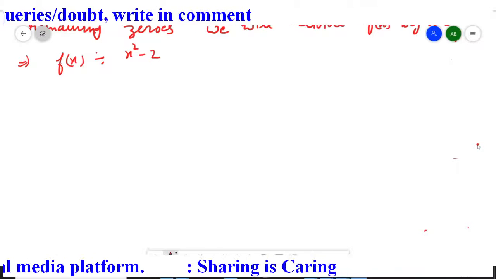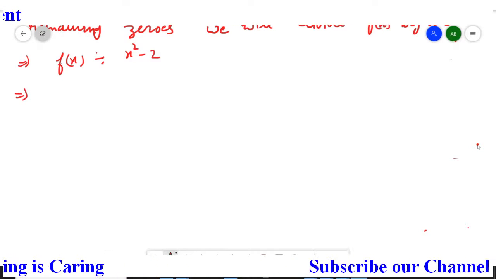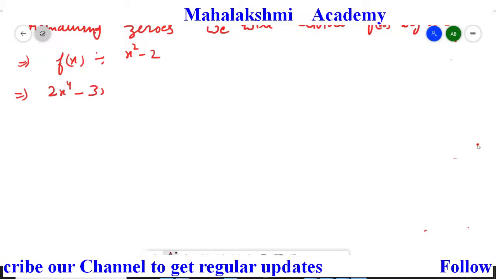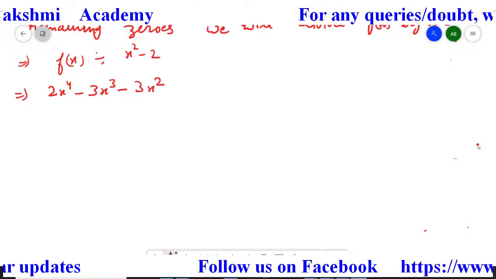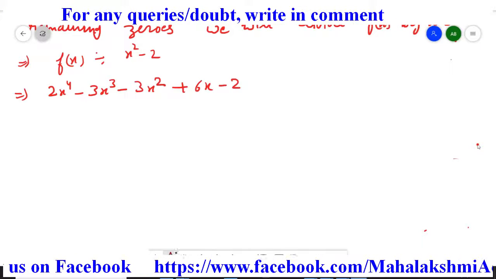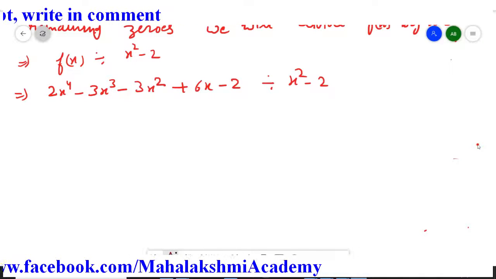Now we will write down here the f(x) value that is already given in the question. Your f(x) is 2x to the power 4 minus 3x cube minus 3x square plus 6x minus 2, divided by x square minus 2. So we have to divide it.